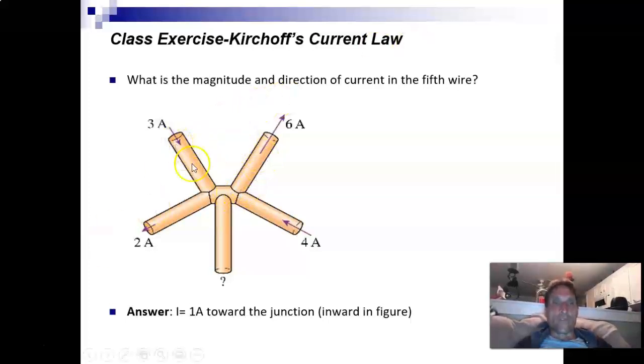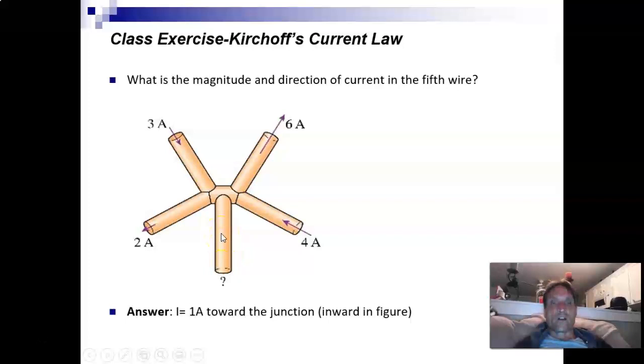You've got 3 amps coming into the junction, and then you have another 4 amps coming in from this wire. So you have a total of 7 amps coming in from these two currents. Now we look at these 2 wires here, and you have 6 amps leaving plus another 2 amps leaving. So you have 8 amps leaving and 7 amps entering.